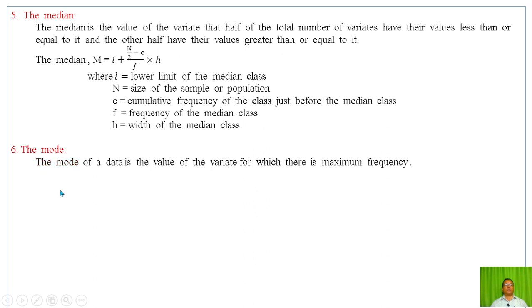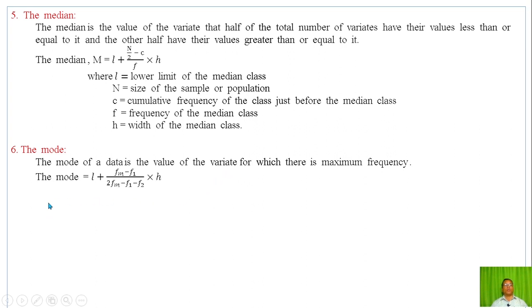The mode. What is mode? The mode of a data is the value of the variate for which there is a maximum frequency. In a group frequency distribution or frequency data, the value of the variate with maximum frequency is the mode.